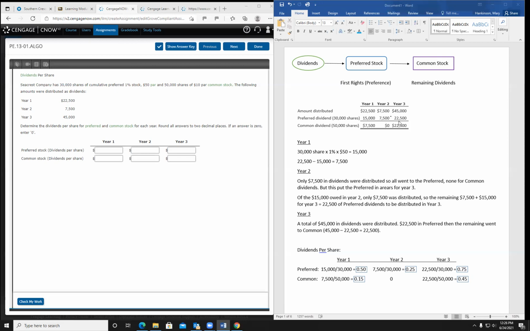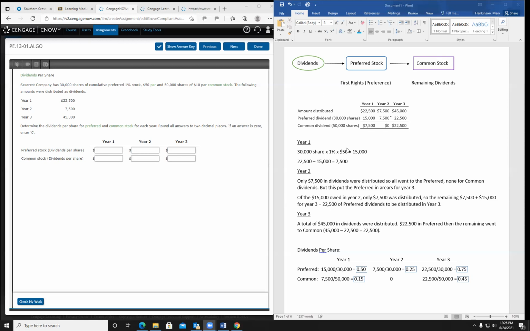So once you know how much was actually distributed per preferred and common, now we can go down here and talk about the dividends per share, which is what the problem is actually asking you. It's asking you to determine the dividends per share for the preferred and the common stock. So we had to do this first to determine how much went to preferred and how much went to common. The dividends per share is calculated by taking the dividends distributed and dividing by how many shares the company has.